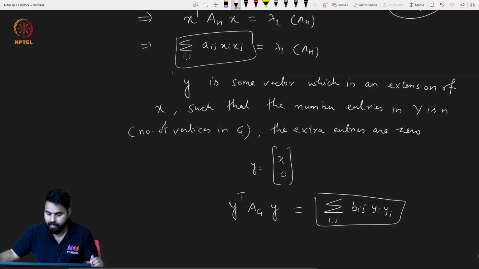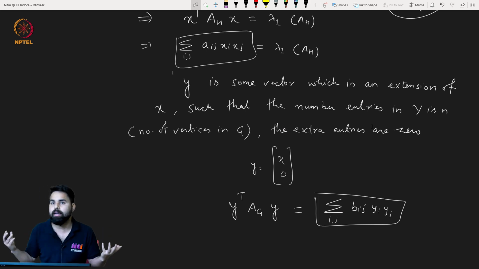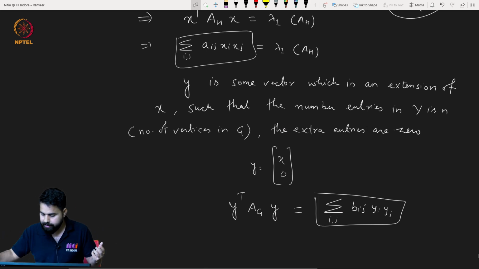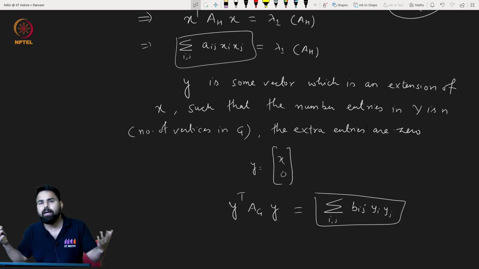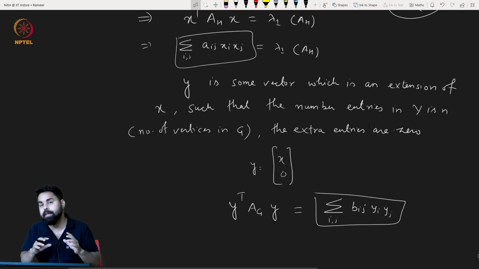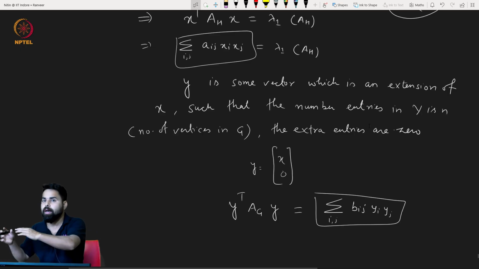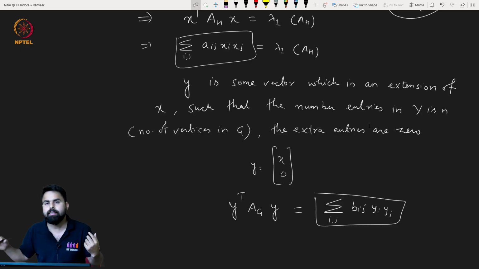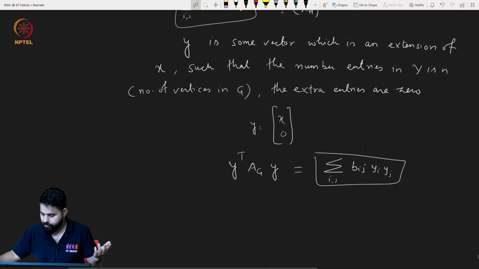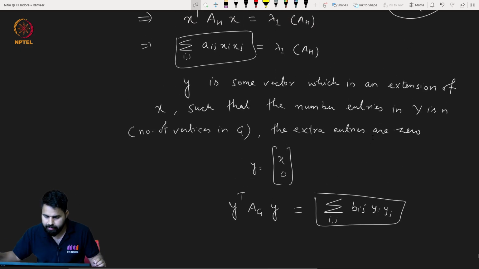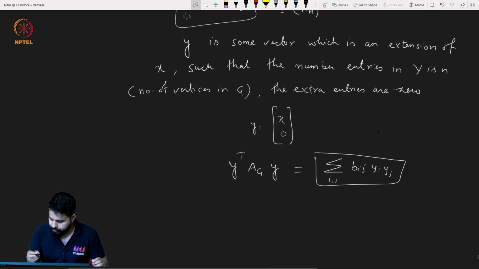I told you there might be some b_ij which are 1 and the corresponding a_ij are 0, because the graph may not be an induced subgraph. So basically y_i and y_j are nothing but x_i and x_j, and sometimes we are padding with zeros. Wherever i and j are 1, the corresponding y_i and y_j are definitely 1, and some of the y entries are padded with zeros.